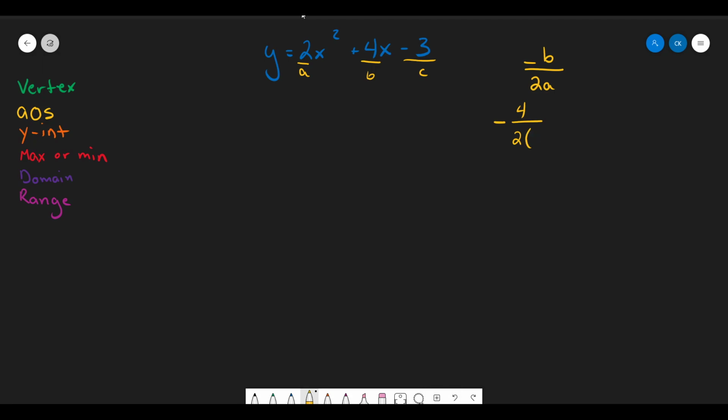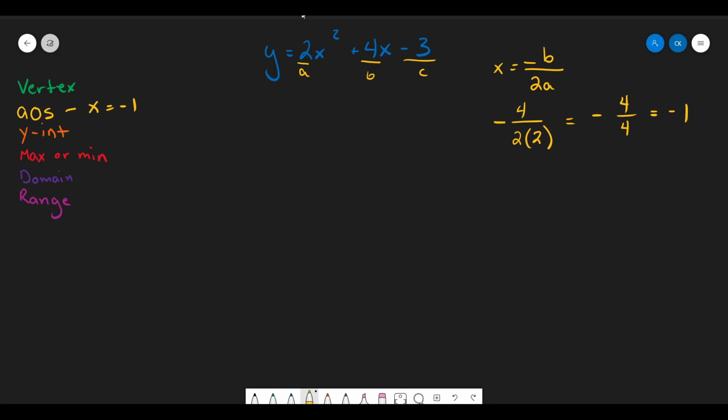Let me write that. There we go. And now I just simplify it. So it's negative 4 over 2 times 2 is 4. And negative 4 over 4 becomes negative 1. So my axis of symmetry is x equals negative 1. That's the axis of symmetry. Done. So there's one part of it.